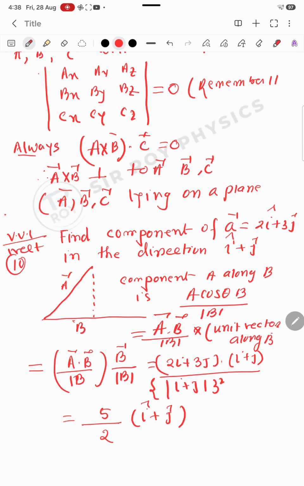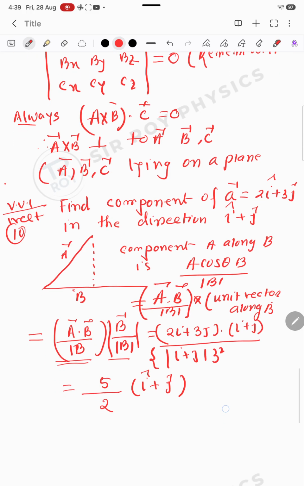This is very important. First, you are taking component of A along B. What will you do? First the magnitude part you calculate, then you take the unit vector along which you are going to calculate the vector component. You are going to calculate the vector component along B, so you take the unit vector along B. Two parts you consider: first magnitude part, then unit vector along the vector along which you are going to calculate the component.